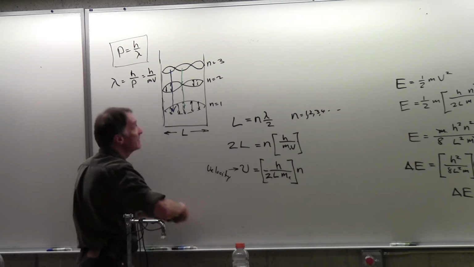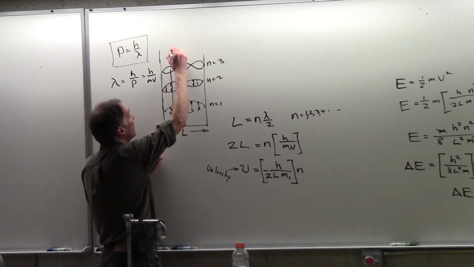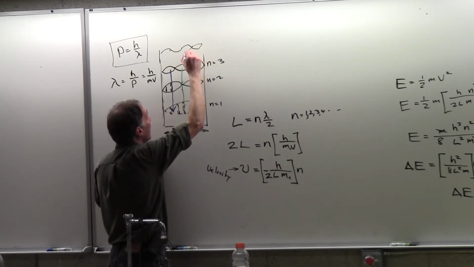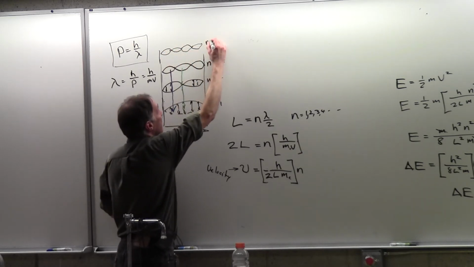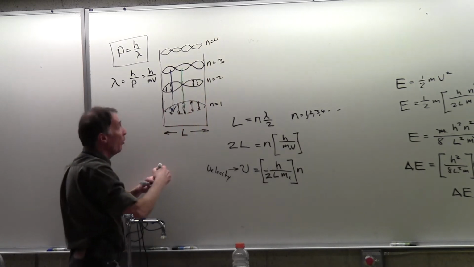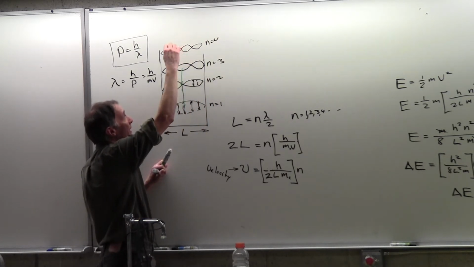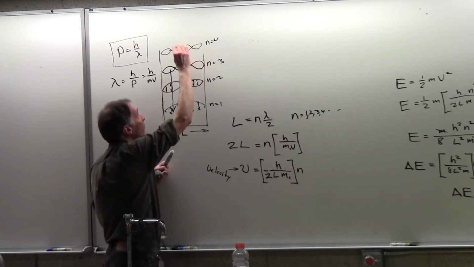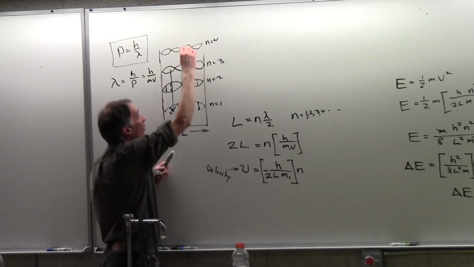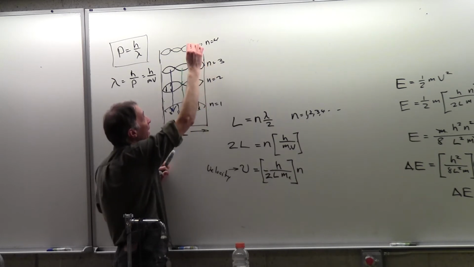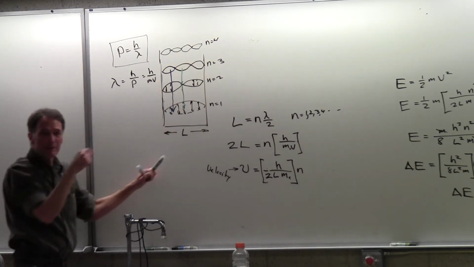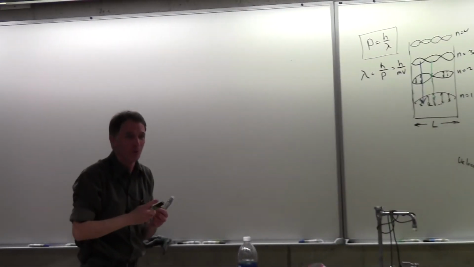I can increase the number of transitions if I go out here to N equal to 4. Then there's even more. If I'm all the way excited here, I can go 4 down to 3, 3 down to 2, 2 down to 1. I could go from 4 all the way down to 1, or I could go from 4 to 2. I can go from 4 to 3, and from 3 to 2, and 3 to 1. All these possibilities you may have to account for.